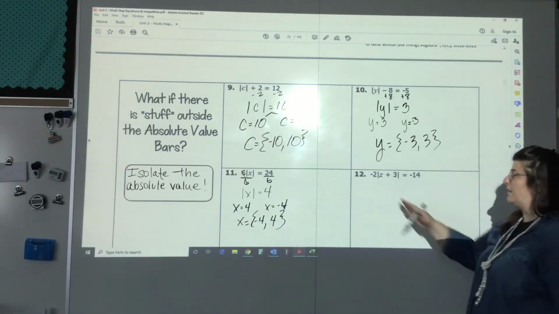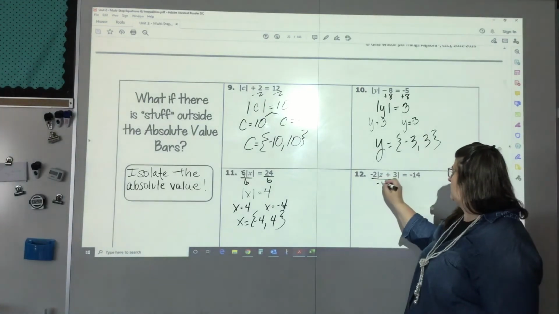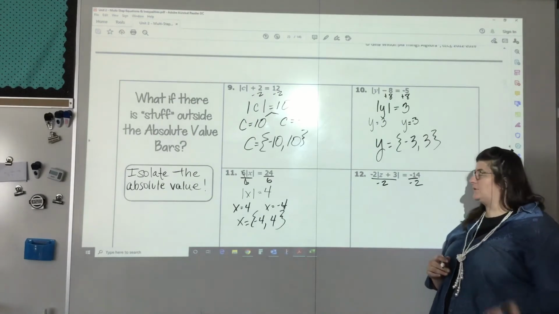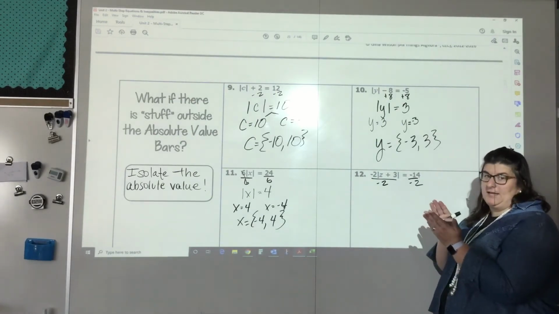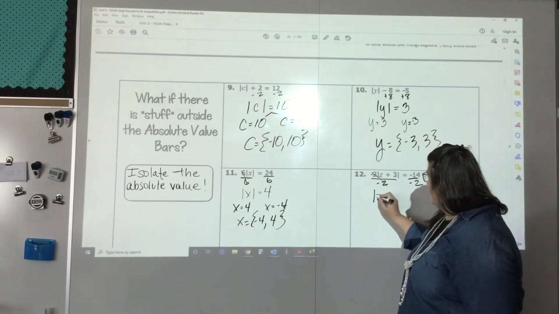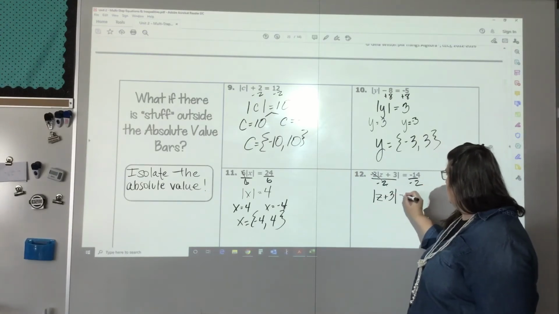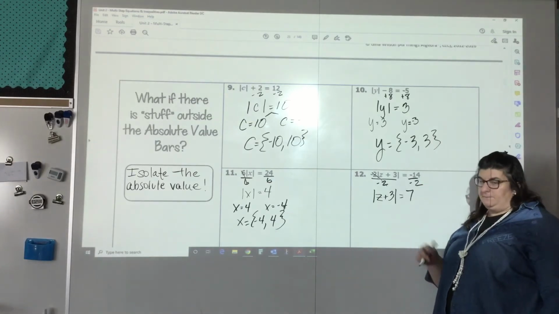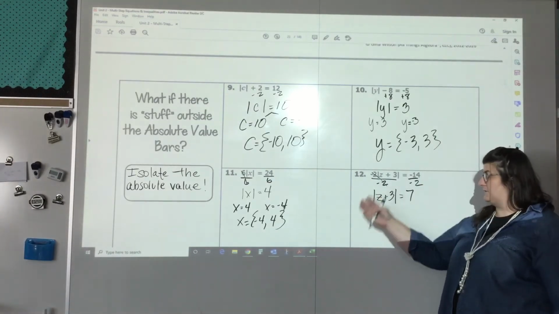Again, we're going to divide here. I need to divide by a negative 2. It doesn't touch anything inside the absolute value symbol. That keeps it all together. It'll cancel these guys out. So I've got the absolute value of z plus 3 equals 7. This is now positive. It's by itself. There's nothing else over here.